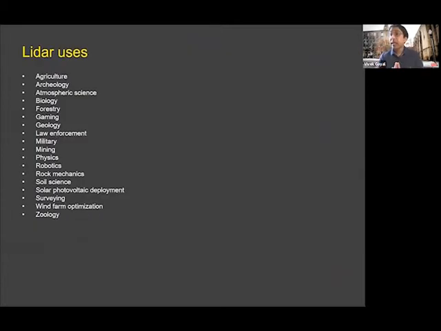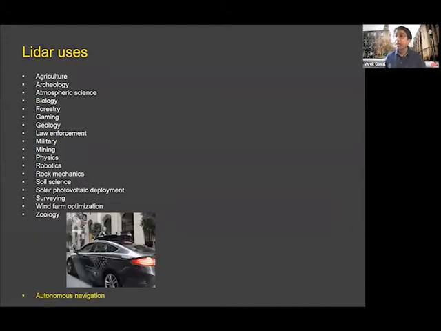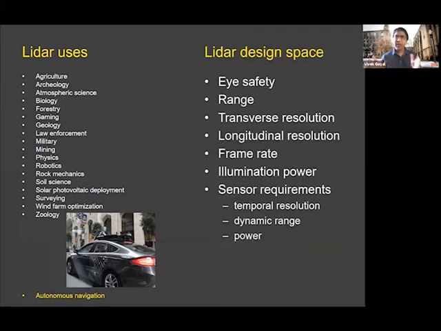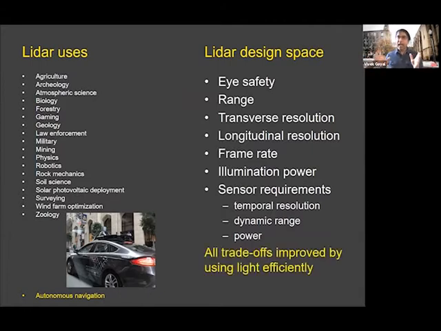LiDAR has lots of applications from A to Z, and one of the very hot applications at the moment is autonomous navigation. LiDAR is also embedded into Apple's iPad Pros and the current or next generation of iPhones, so I could also draw attention to augmented reality as a key application. The design space is very complicated with issues like eye safety, range, transverse resolution, longitudinal resolution, etc. Today, I don't want to talk about all these trade-offs. I want to concentrate on how to make the most of whatever data is collected.